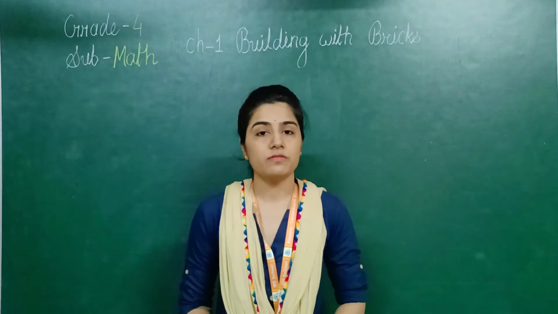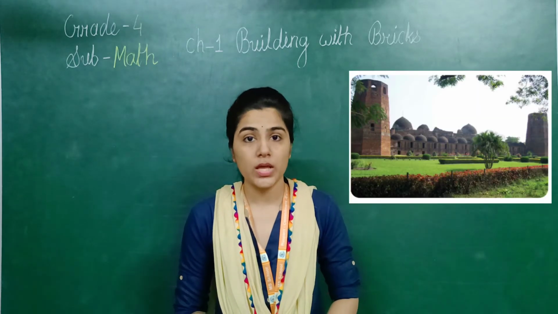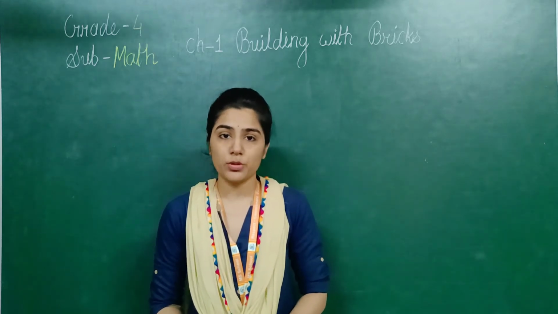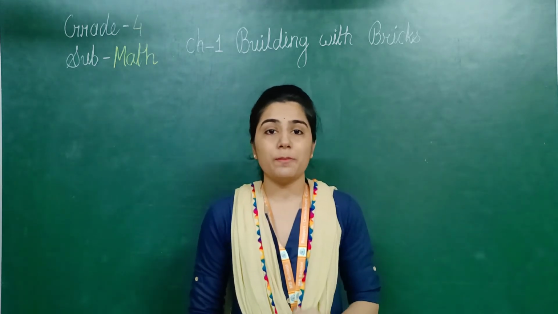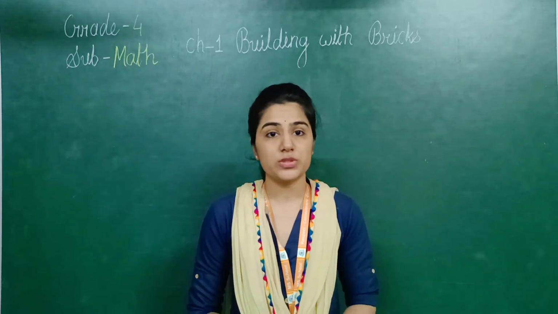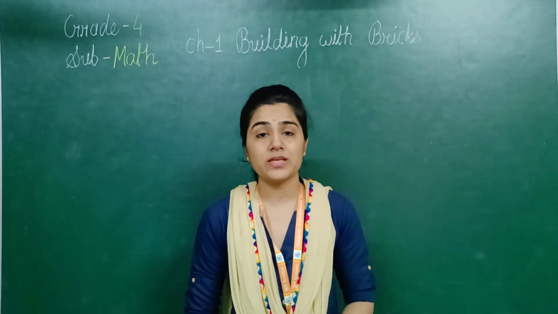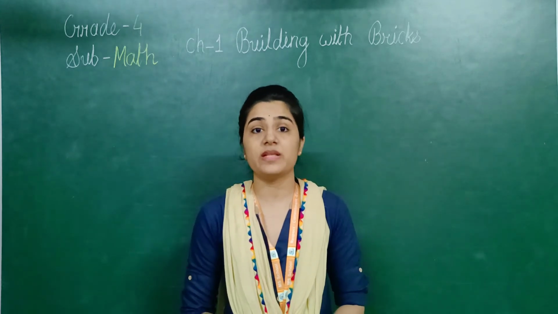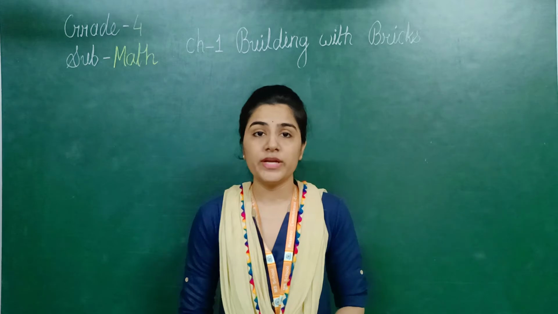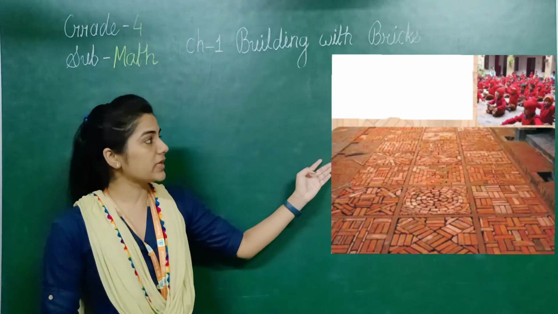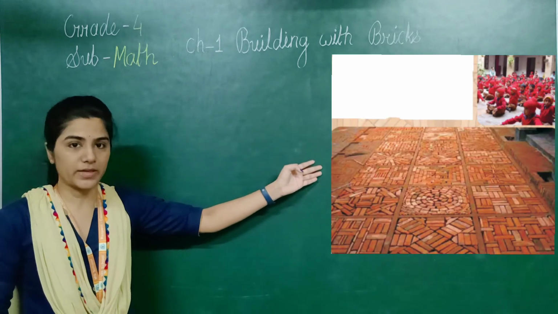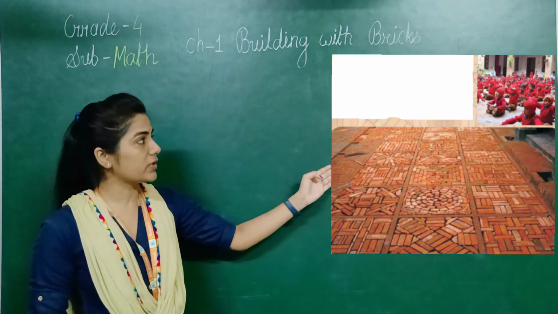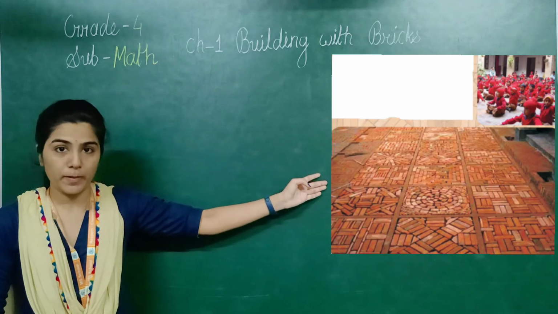In this chapter, one story is given of a school, and the school's name is Jagriti School. What is given in the textbook? Whenever there was a plan to build the school building, the mason decided to make very different kinds of floor patterns as well as wall patterns. You can see how beautiful it is, right? This is the floor pattern, which you can see here on the screen.